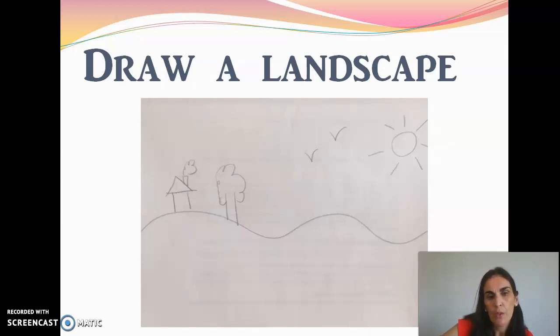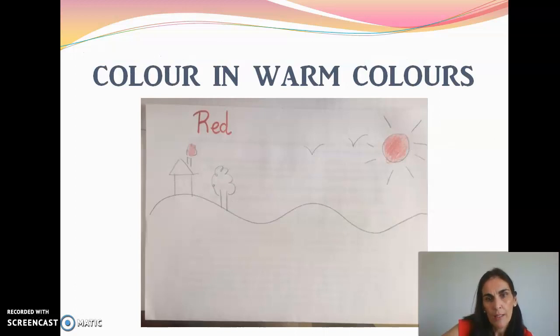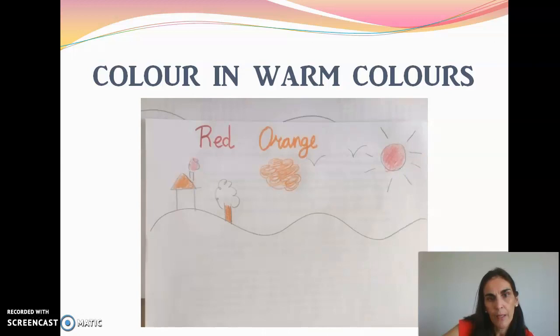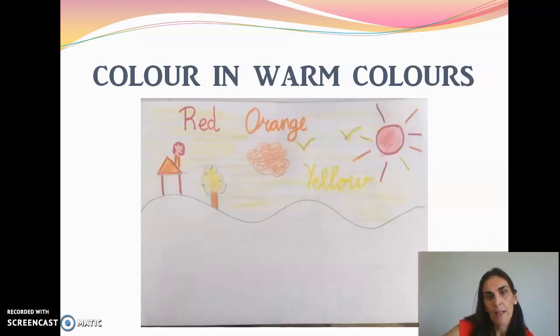After that, once you have drawn the landscape, we're going to color it. Okay, but this time we're going to use warm colors. If you remember, the warm colors are red. So we're going to paint some of it in red, orange, and yellow.